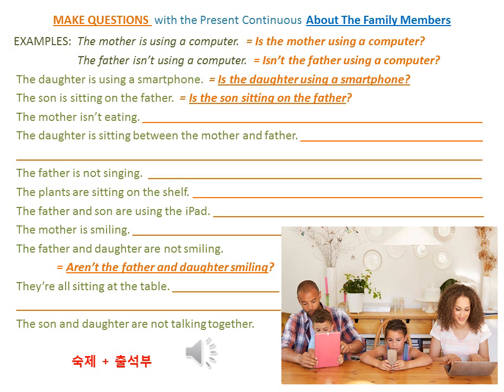Okay. Next, the son is sitting on the father. Is the son sitting on the father? Look at the sentences again. The daughter is using a smartphone. The question also has using a smartphone; it's the same. The son is sitting on the father; sitting on the father is the same in the sentence and the question. Next, the mother isn't eating. Here, isn't. Isn't the mother eating? No, she isn't. Yes, she is. Well, maybe later she will be. Okay, again.